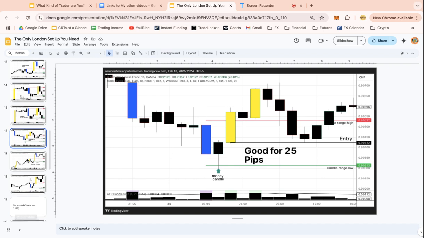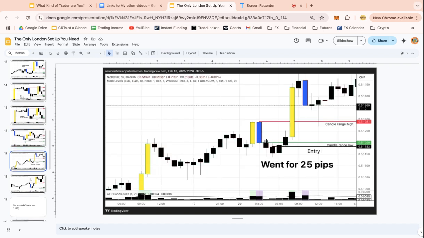All right. Let's see. This one here was good for 25 pips. We have our 3 a.m., 4 a.m., and then on the candle open, 5 a.m., you get in. This is 6 a.m., 7 a.m., 8 a.m., you're done. This was good for 25 pips. Done deal, out the door.